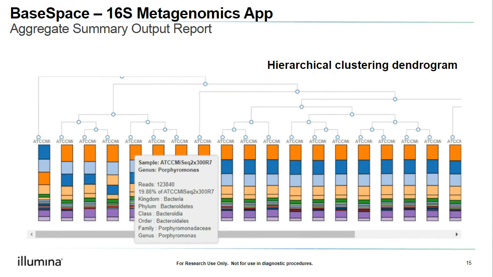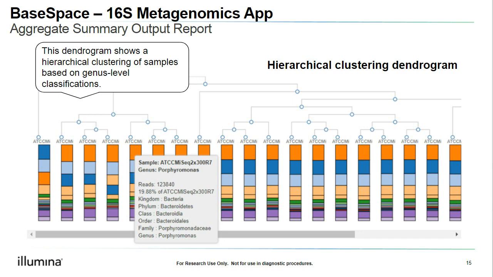The aggregate summary output report also includes the clustering dendrogram. This dendrogram shows the clustering of the samples based on the genus level classification. The bar chart beneath each sample shows the relative abundance of each genus level classification. For example, if I move around this bar chart, I can see that more than 123,000 reads belong to this genus in this sample.